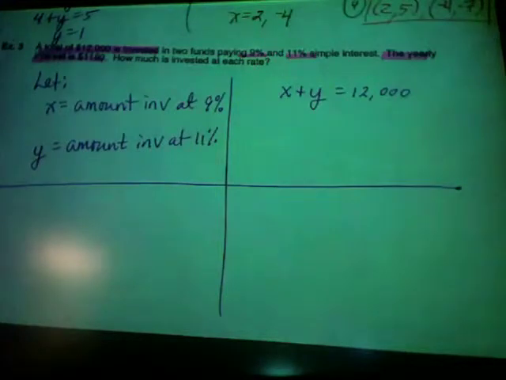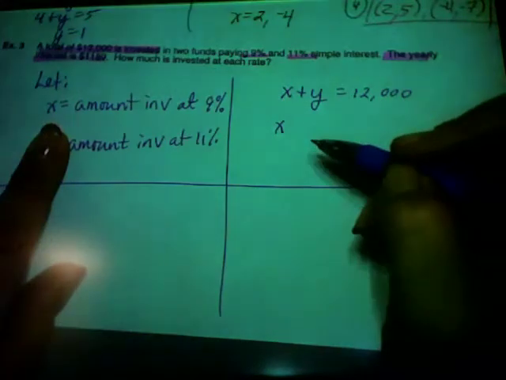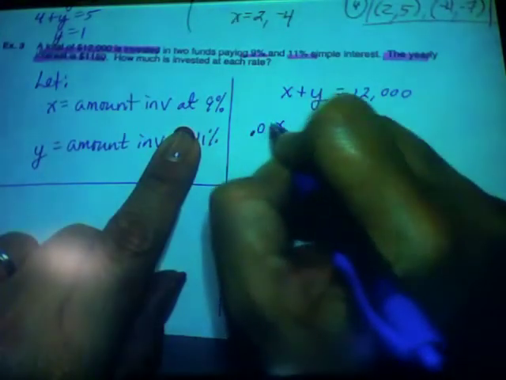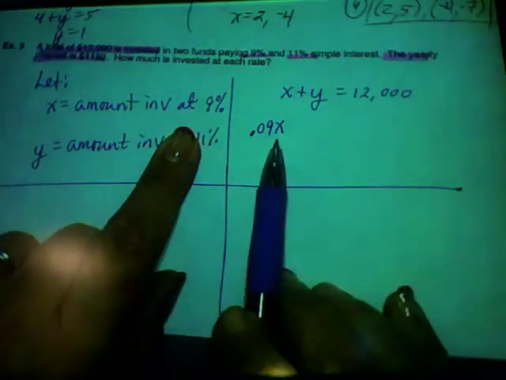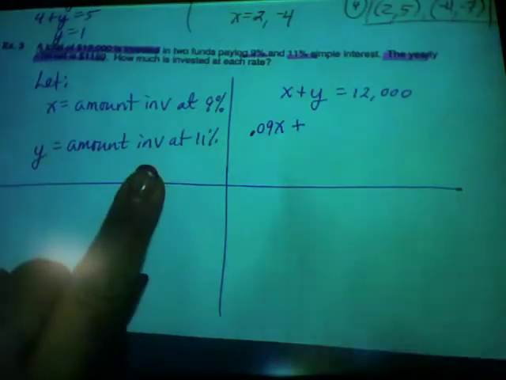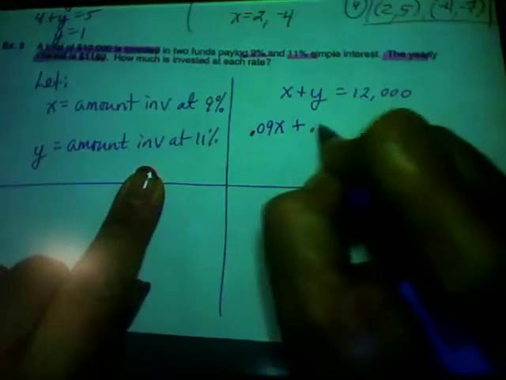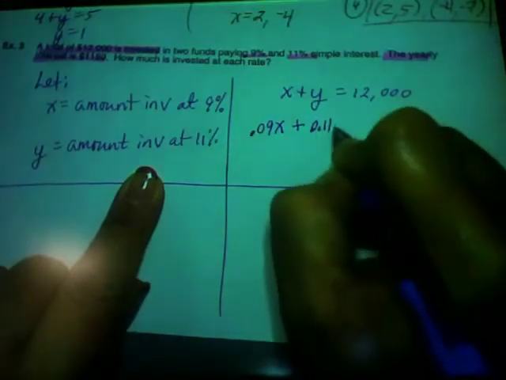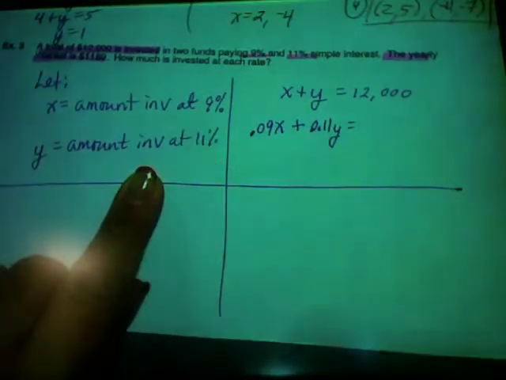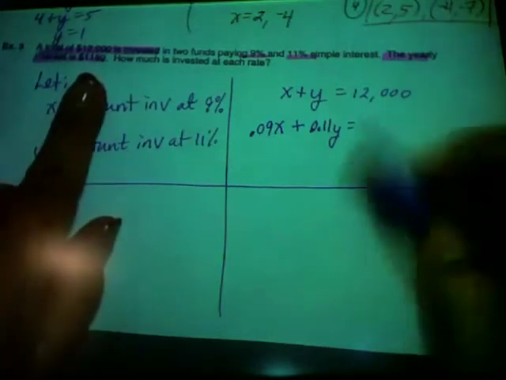Right? So to calculate interest, I'm going to take my amount invested, which in this case we'll start with X. What's the interest rate for the X? 9%. But we're not going to put 9, we're going to put 0.09, because I would multiply this amount by 0.09. Then wouldn't I add the interest that I'm going to earn on the Y investment? So how are you going to write that? 0.11Y, because you only moved it 2 places, right? Equals, how much interest will these add up to? $1,180.